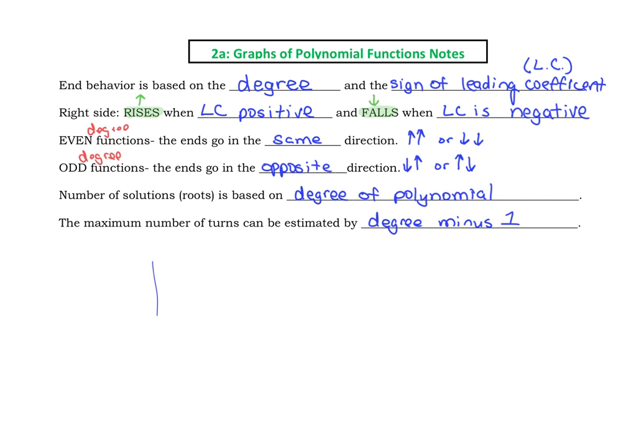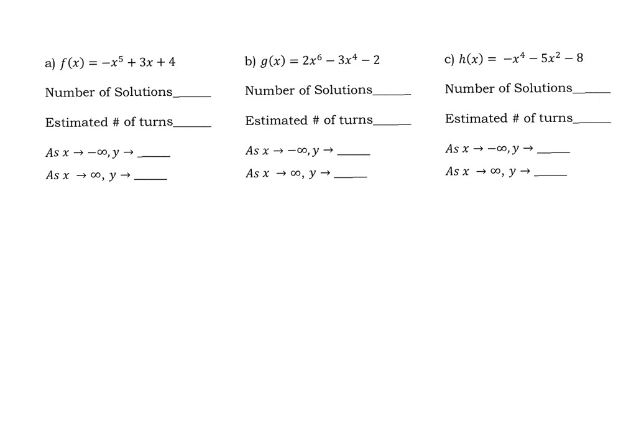The number of solutions or roots is based on the degree of the polynomial. Sometimes they're all real and sometimes they're imaginary, but I know the number of solutions each polynomial is going to have. And the maximum number of turns, so the max number I can estimate, would be the degree minus 1. Okay, now to put that in play.